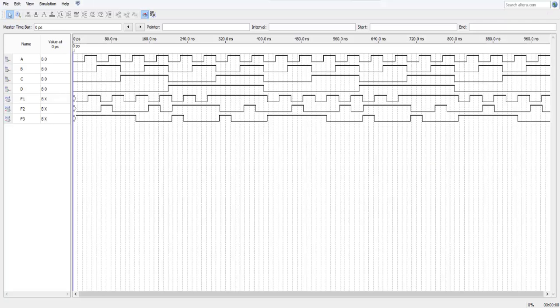Now in this waveform we can see that the first input has been given a time period of 50 nanoseconds, the second one 100 nanoseconds, the third one 200 nanoseconds, and the fourth one 400 nanoseconds. These output waveforms are the verification of the truth tables.